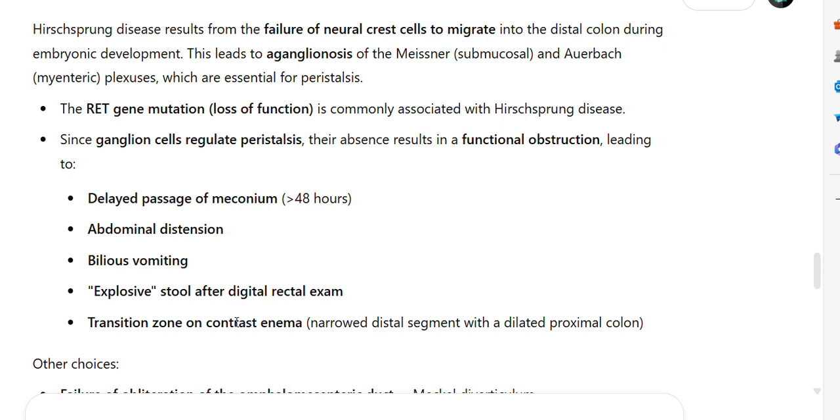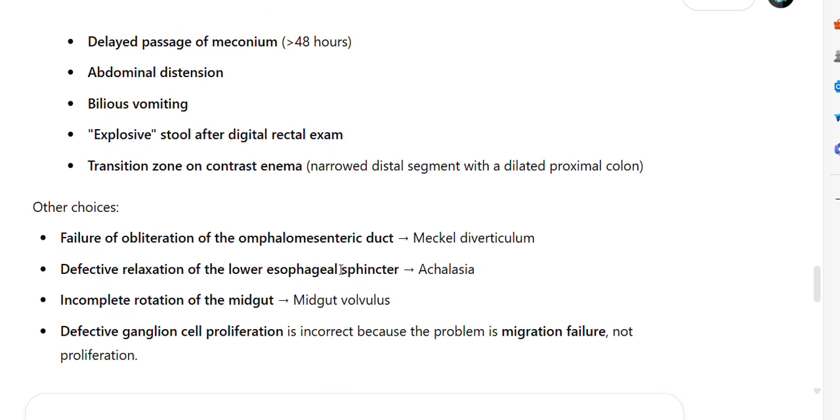dilated proximal colon. Other choices: failure of obliteration of the omphalomesenteric duct, Meckel diverticulum; defective relaxation of the lower esophageal sphincter, achalasia; incomplete rotation of the midgut, volvulus. Defective ganglion cell proliferation is incorrect because the problem is migration failure, not proliferation.